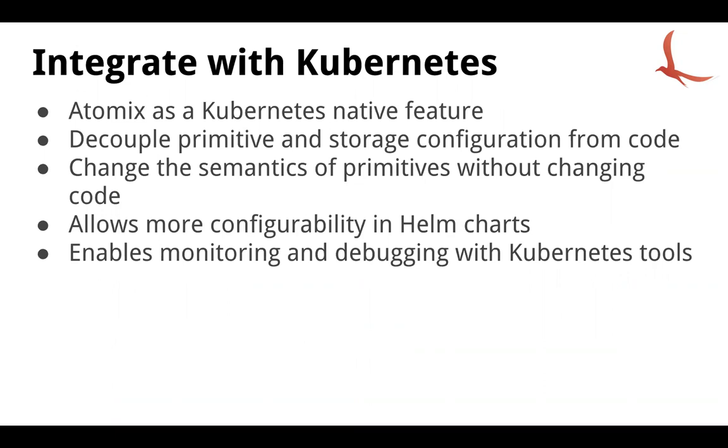Some of the way things are done in Kubernetes is a lot of stuff is driven by configuration. So a lot of this was about making everything configurable inside of custom resources, which I'll show examples of, so that you can configure primitives, change performance and consistency characteristics and things like that, without having to change any code. And that allows things to be configured in Helm charts. And also integrating with Kubernetes.